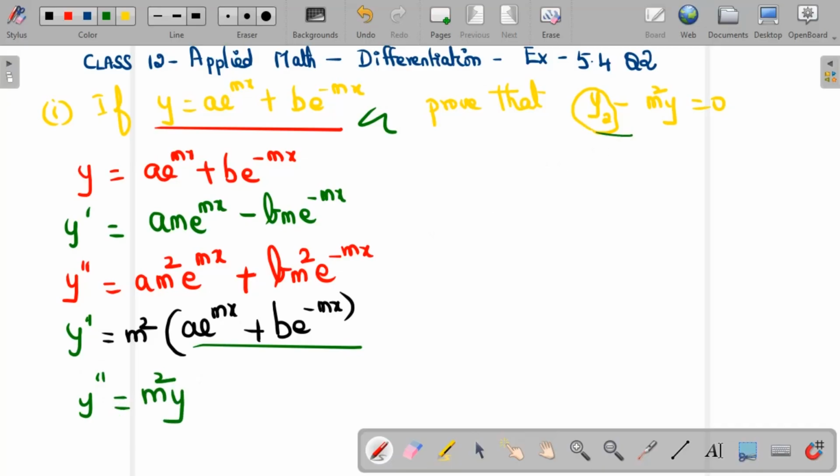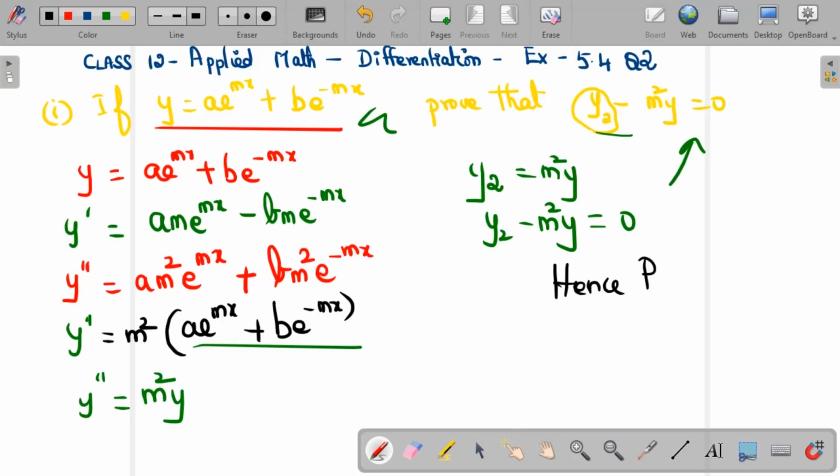So that is the notation that you have given here. So I'm using that. Y2 is equal to m squared y, or y2 minus m squared y is equal to 0. So this is the expression they asked us to prove. So hence proved.